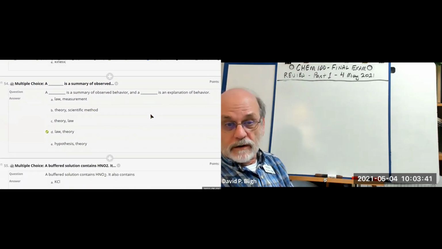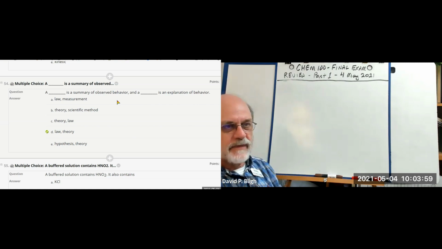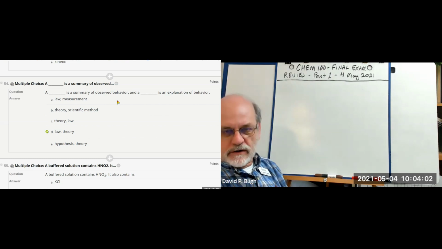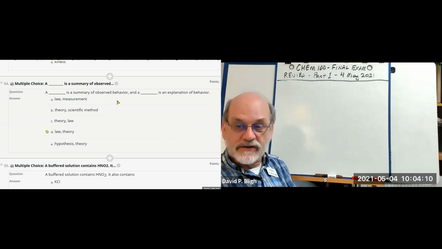Okay, 54. Got this one on my list too. A blank is a summary of observed behavior, and a blank is an explanation of behavior. All right, that is the difference between law and theory. A law is a summary of observed behaviors. It may just say something like Newton's first law of motion. An object in motion tends to stay in motion unless acted upon by an external force, or an object at rest tends to stay at rest unless acted upon by an external force. That's a simple summary of observed behavior.